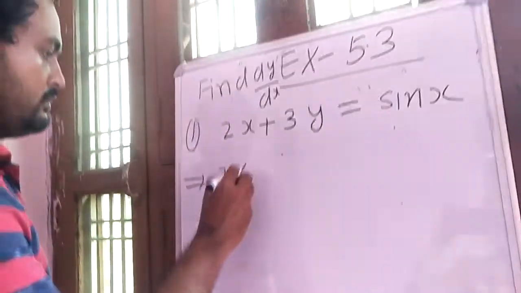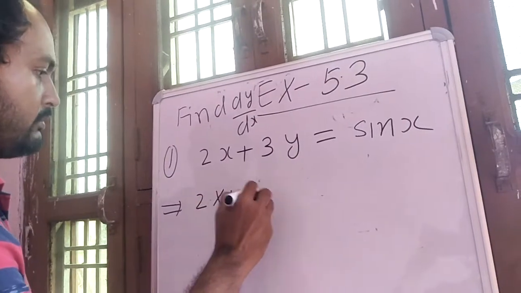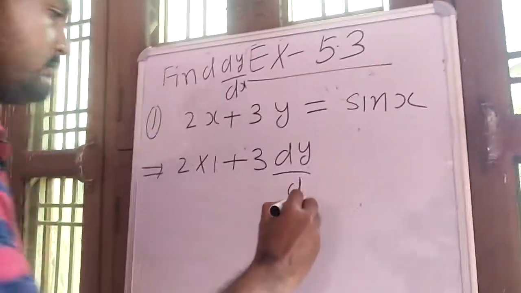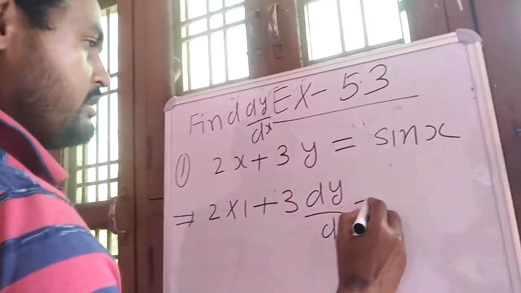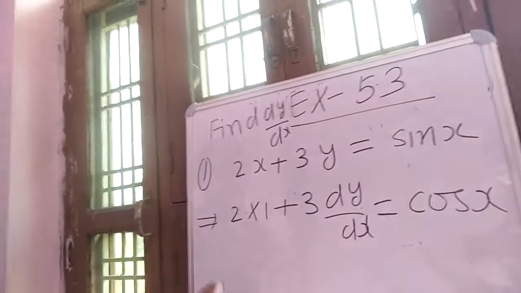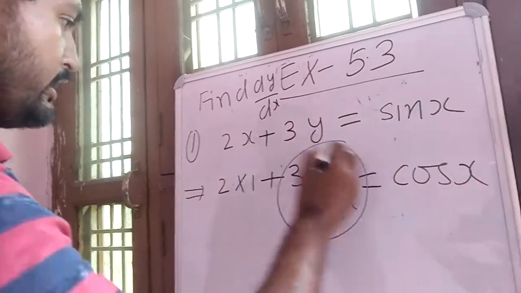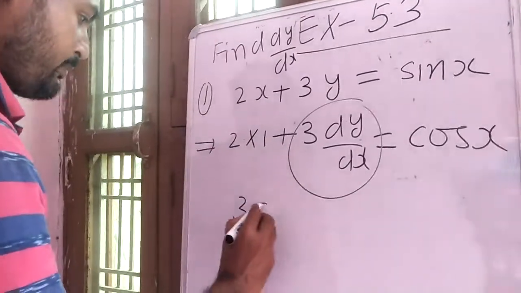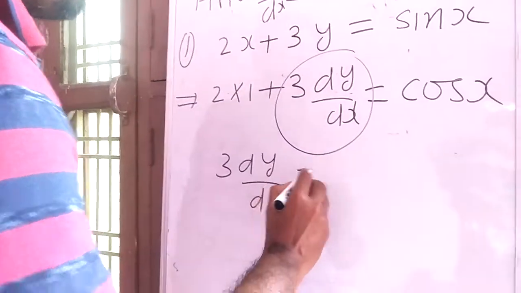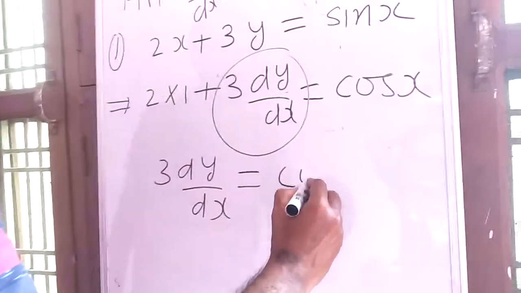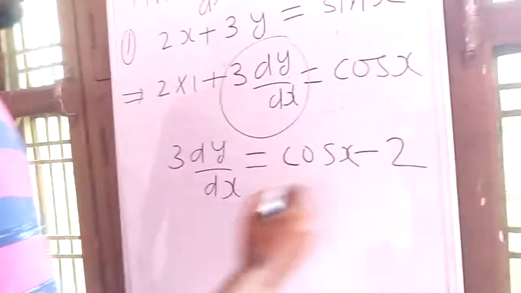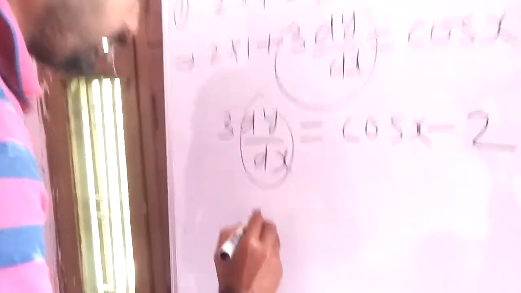So 2 into differentiation of x is 1, plus 3 dy/dx, equals the differentiation of sin x, this is cos x. Okay, first of all we have to find dy/dx. So we separate dy/dx in the LHS, and the remaining part is in the RHS. So this is cos x plus, here it is minus 2. First of all we have to find dy/dx.